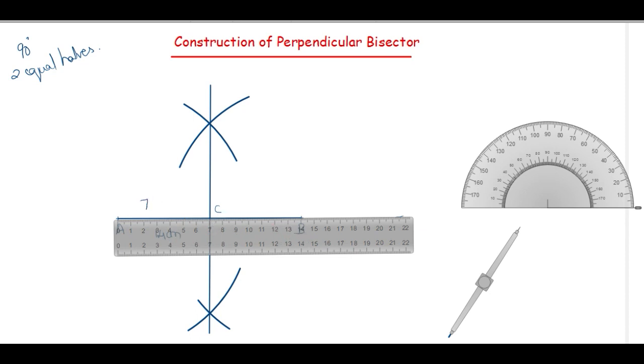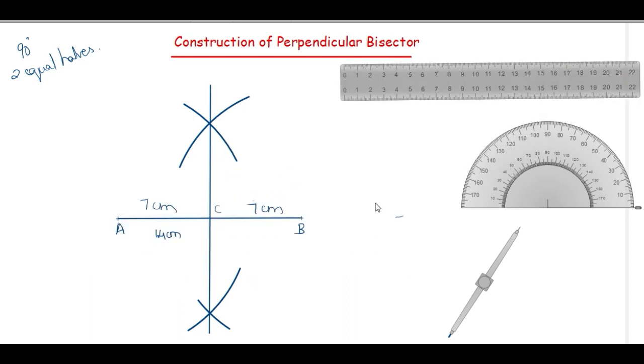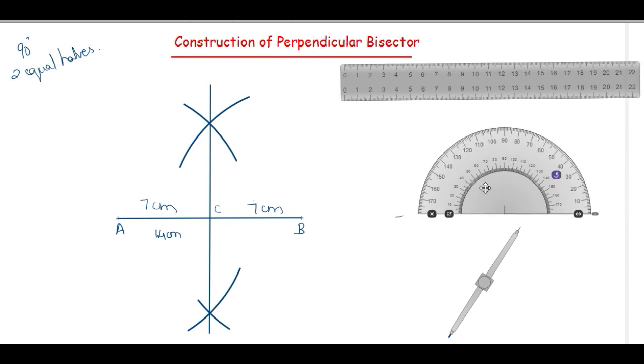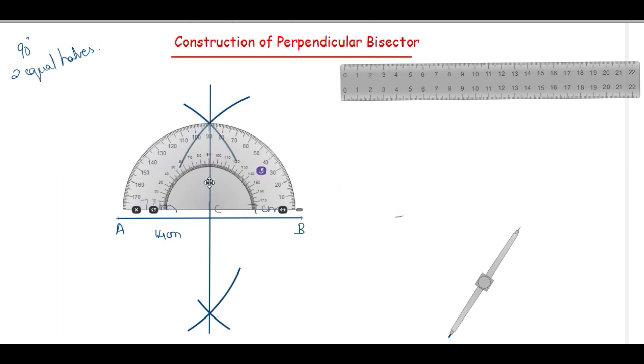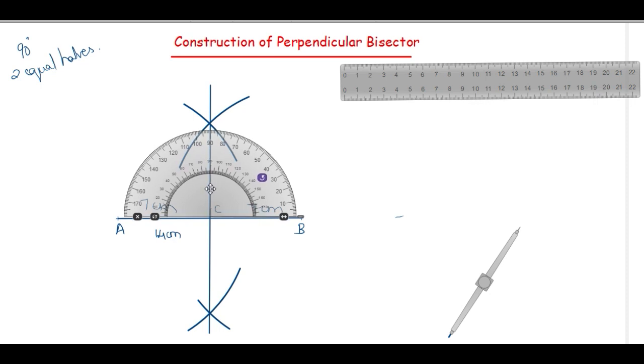So this is 7 centimeters and this is also 7 centimeters. So this bisector has divided the line AB into two equal halves, that is 7 centimeters and 7 centimeters. And another thing that a perpendicular bisector does is it makes the angle between AB and this perpendicular bisector 90 degrees. Let us check that.